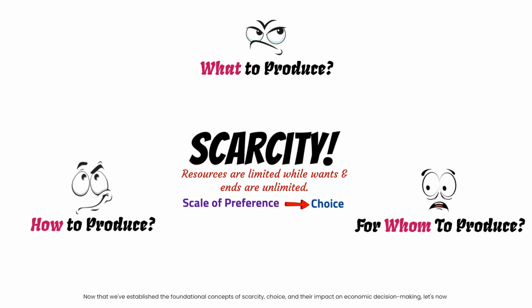Now that we've established the foundational concepts of scarcity, choice, and their impact on economic decision-making, let's now explore what these concepts mean in practical terms. Specifically, we'll explore the three fundamental economic questions, as shown here. These questions form the backbone of how societies allocate their limited resources to satisfy infinite wants and needs. Understanding how these questions shape economic decisions is crucial for grasping the complexities of resource allocation and efficiency within economies.